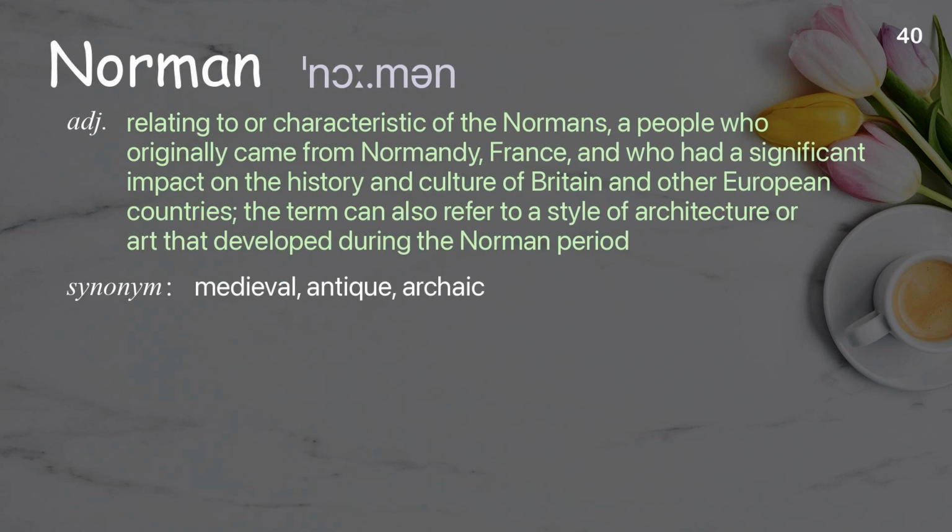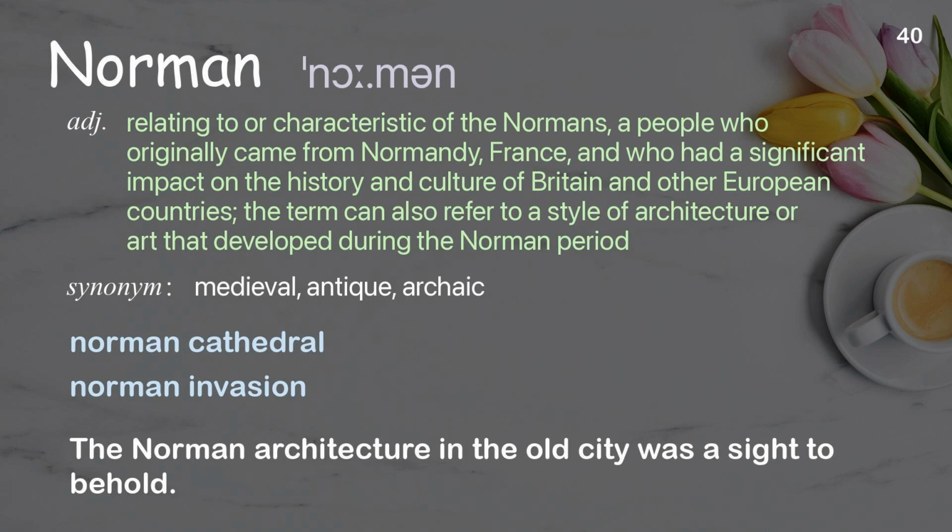Norman. Relating to or characteristic of the Normans, a people who originally came from Normandy, France, and who had a significant impact on the history and culture of Britain and other European countries. The term can also refer to a style of architecture or art that developed during the Norman period. Examples: Norman Cathedral. Norman invasion. The Norman architecture in the Old City was a sight to behold.